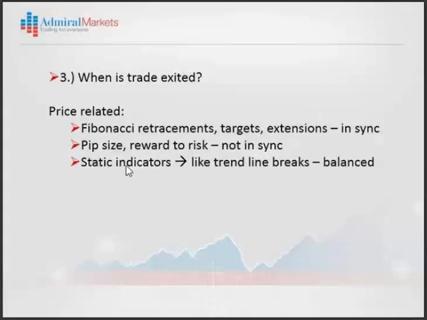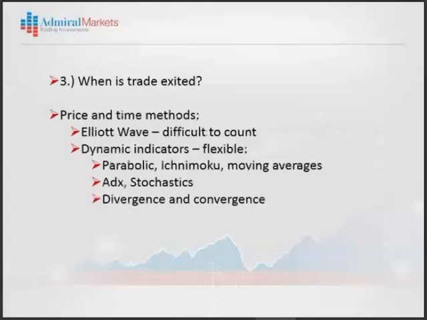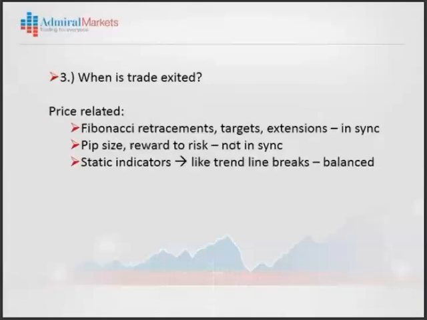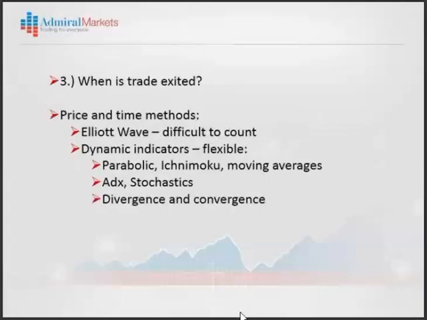Then you have static indicators like trend line breaks, for example, and that's a good balance. It's not perfectly in sync, but it does give some space. It's a good balance, giving space, time, and stuff like that. Trend lines can also be steep, so they have a time element as well, right? So continuation, you have price and time methods. So we have first price methods, then you have price and time methods.